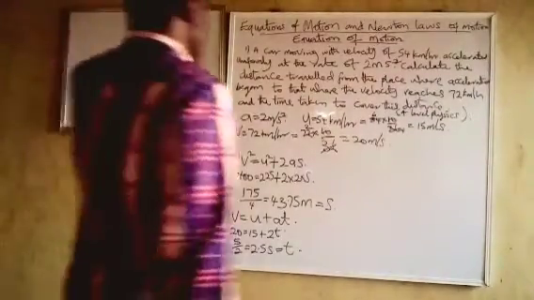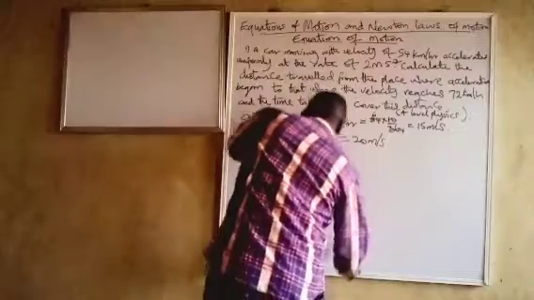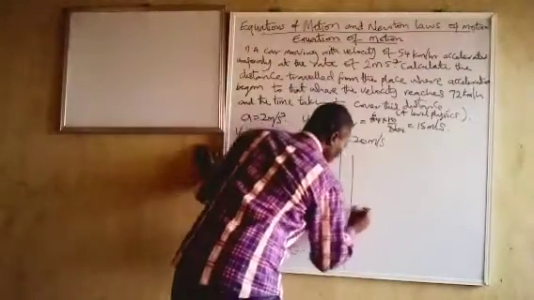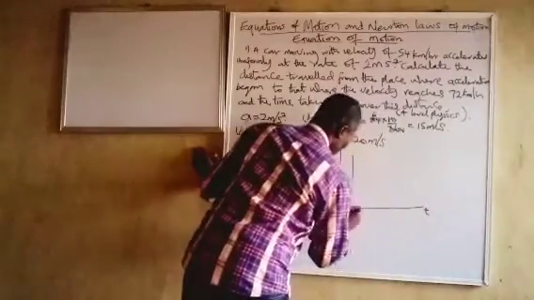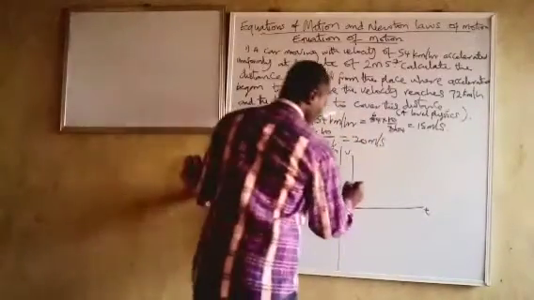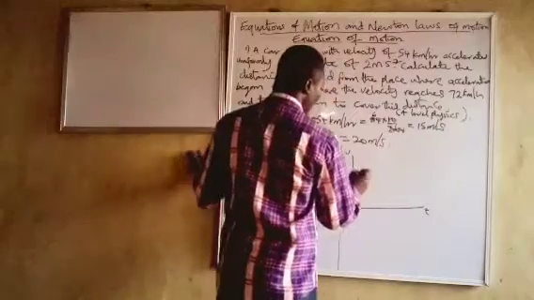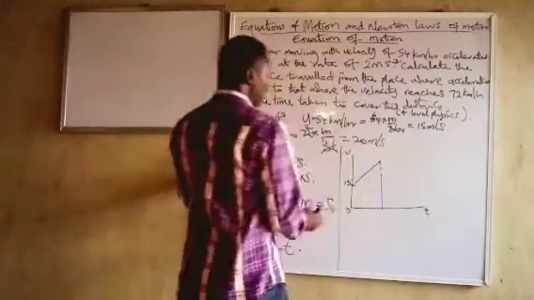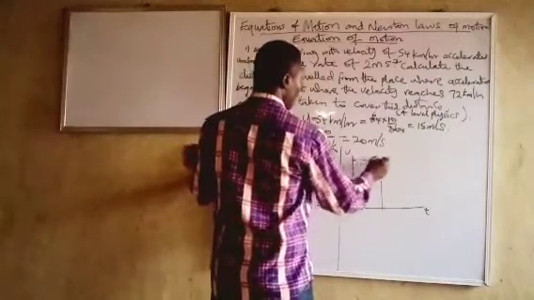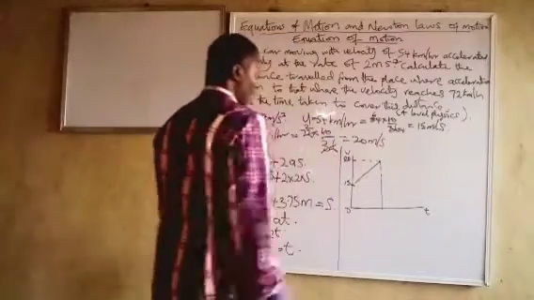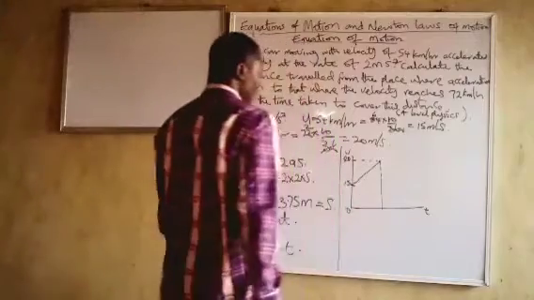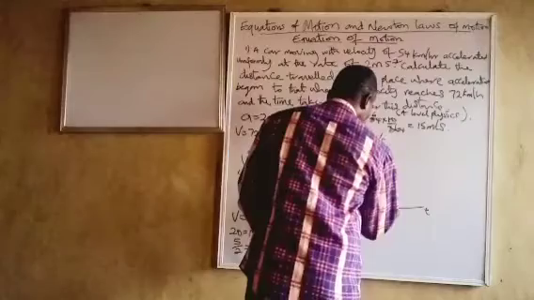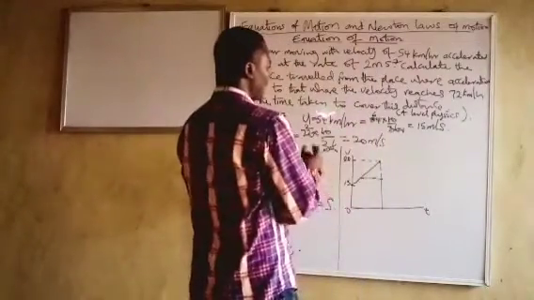We can also try it with a graph. How do you do that? It's going to be like this. This is our t, this is velocity. What is our u? 15. What is our v? It's 20. Can you see? And we are told that a is 2 meters per second squared. So we are told that the gradient is 2 meters per second squared.